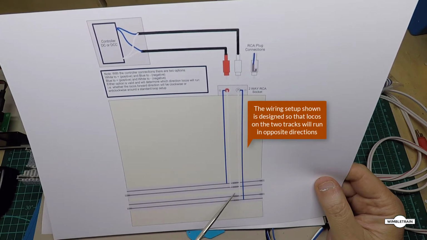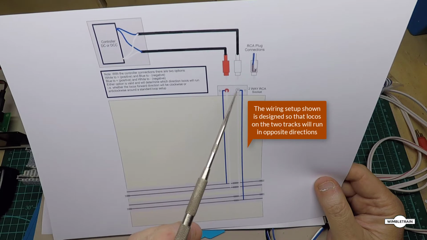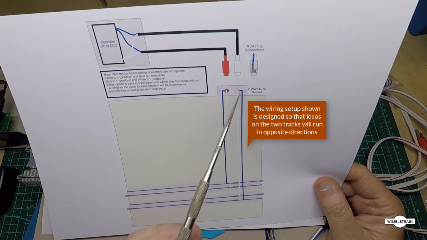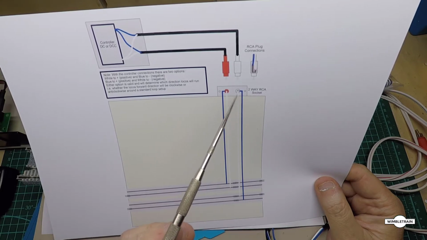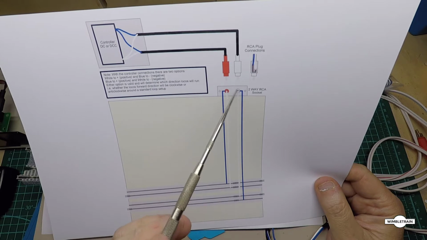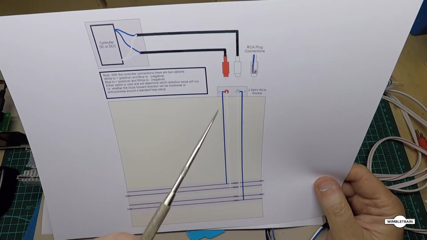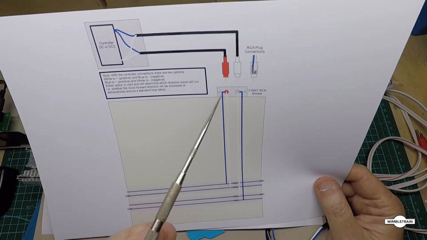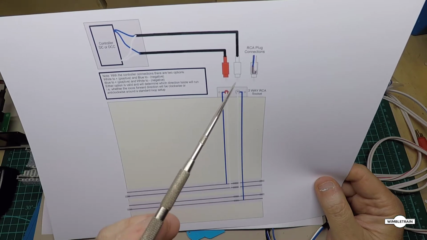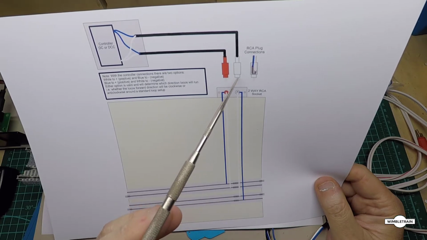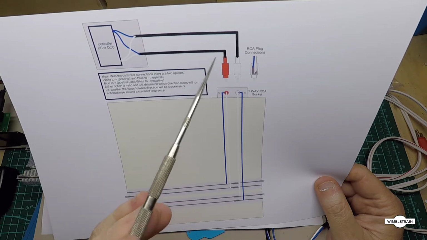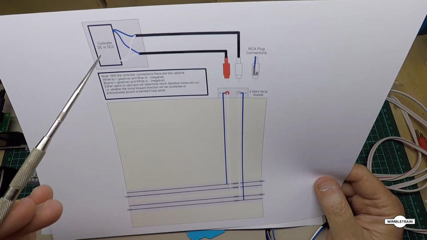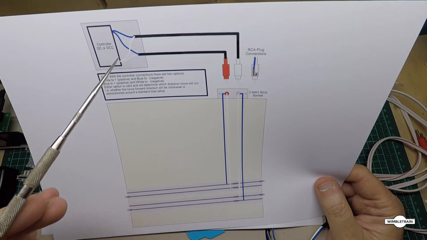Now they're going to run underneath the module to the back, where we'll fit a two-way RCA socket, and then we'll wire it up as follows. So the outer track will go to the white RCA socket and the inner track will go to the red. So then from there we get our RCA plugs that will then run off to our controller, whether it be DC or DCC.